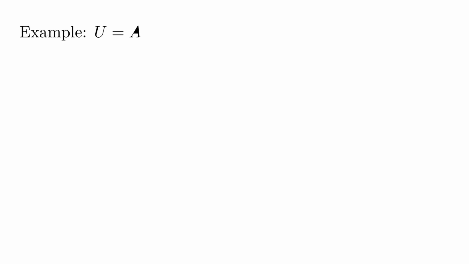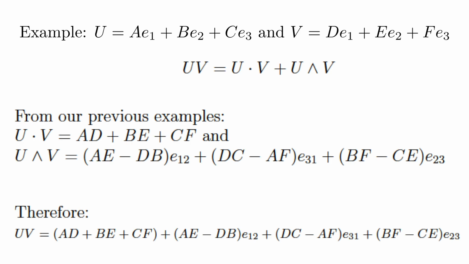Let's take a look at another example. We are given the same two vectors u and v that we've had in our previous examples. And from our previous examples, we know the result of the interior and exterior products. So we can just simply plug in the results from the interior product and exterior product into our definition of the geometric product. I'd like to reiterate that the definition I gave for the geometric product of vectors is only valid when you're using vectors.